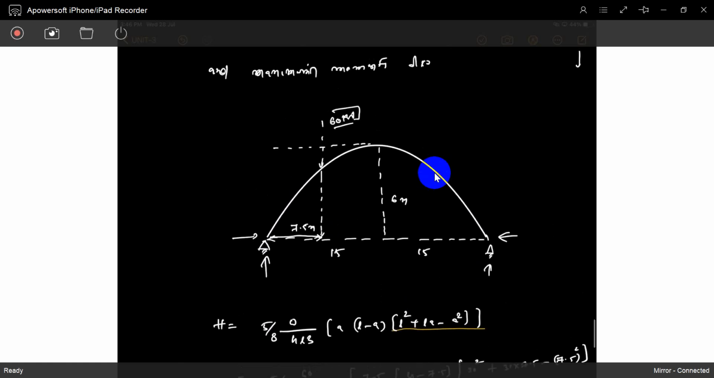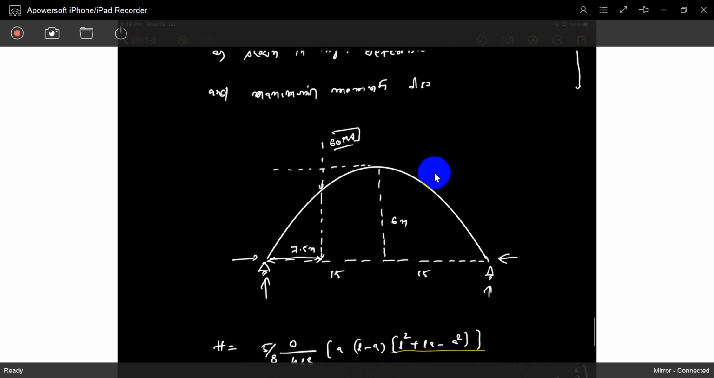So now if I am adding another load at the crown, the crown is also getting 60 kilonewtons. At the crown also 60 kilonewtons.